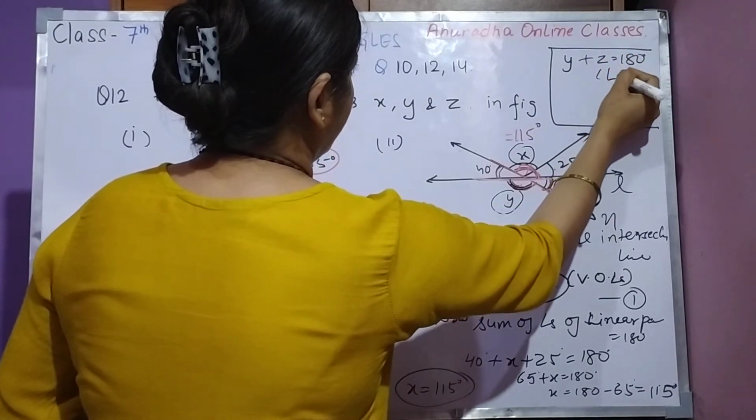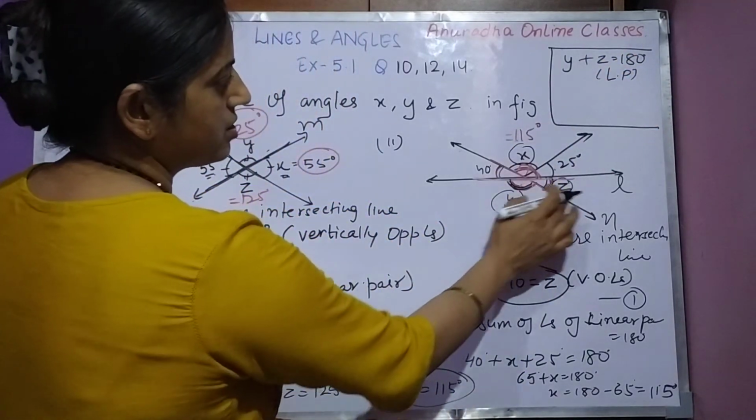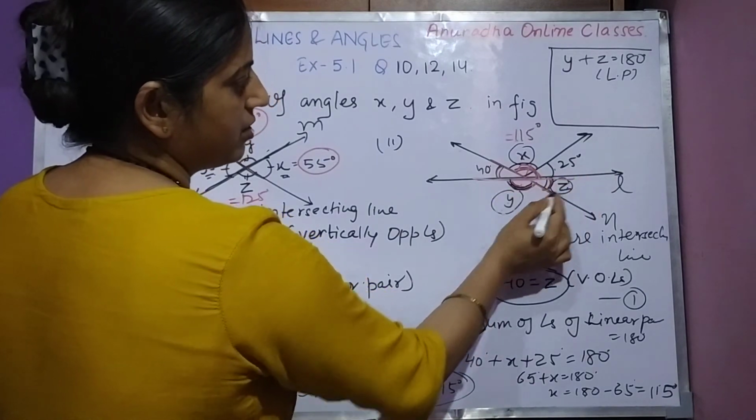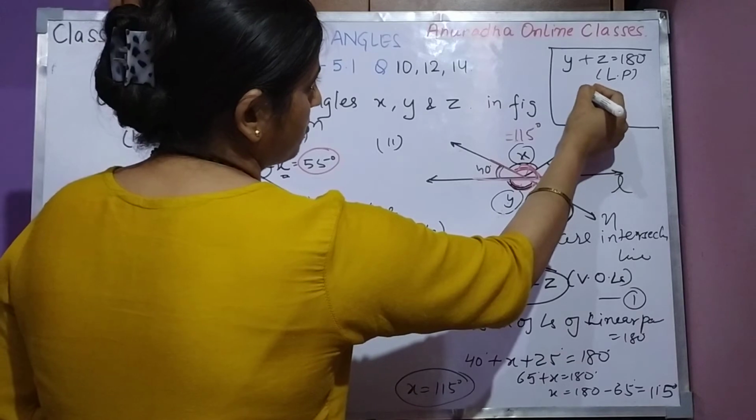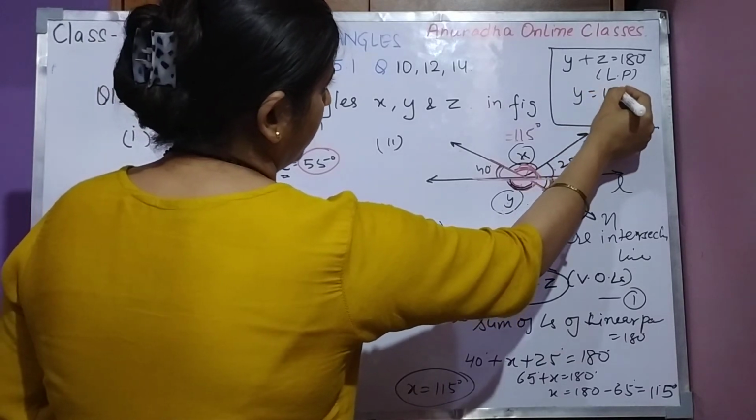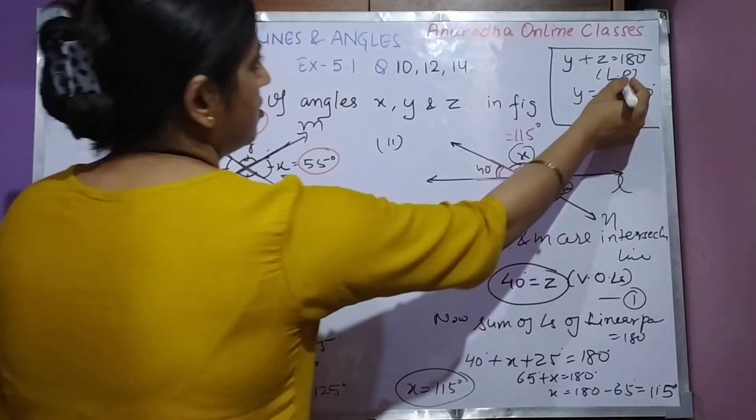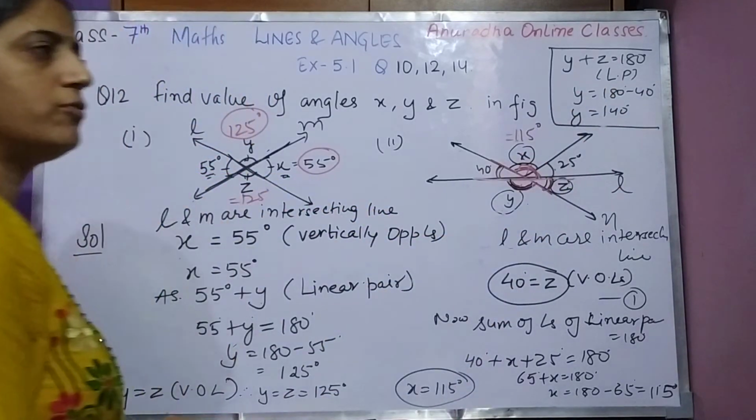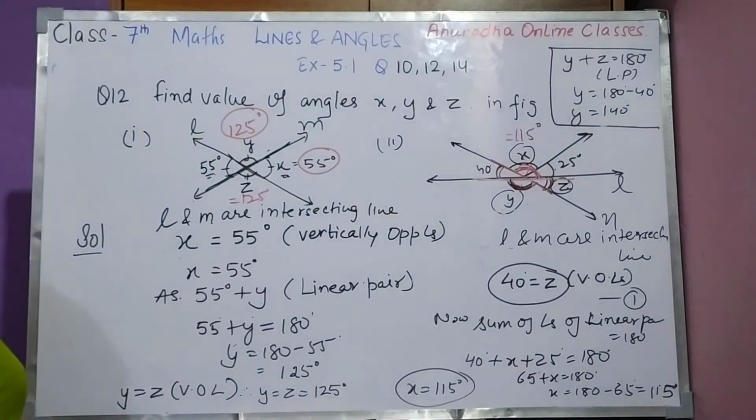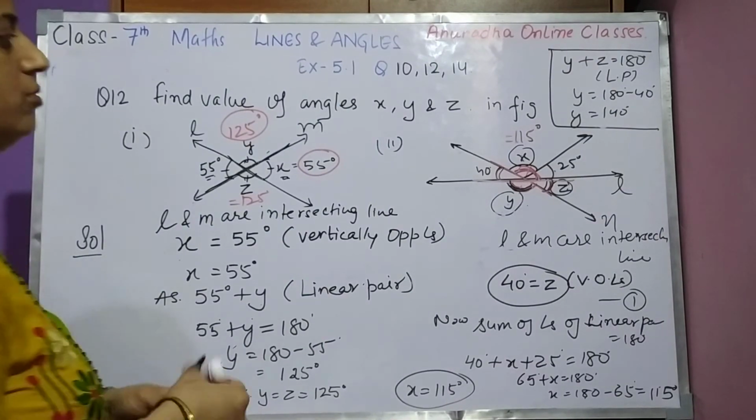This is what? Linear pair. Okay, this and this are on a straight line. This and this make 180 degree, linear pair. So z you know, that is 40 degree. So y is equal to 180 minus 40 degree. So this is equal to 140 degree. Y is equal to 140 degree.